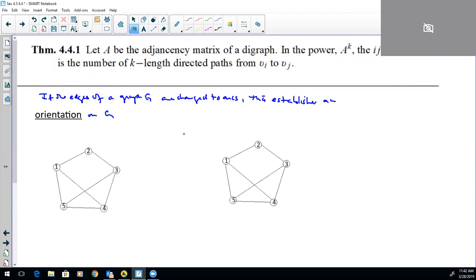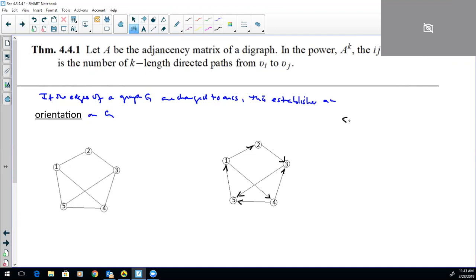Instead of just an edge joining 1 and 2, let's make the edge go from 1 to 2. Let's have the edge go from 2 to 3. Let's have an edge go from 4 to 3, 3 to 5, 4 to 5, and 5 to 1. Oops, I left out the 1, 4. Let's give it this orientation. Let's give it this direction. Okay, so I've established an orientation on G.